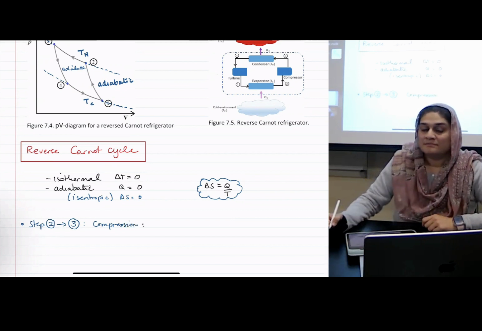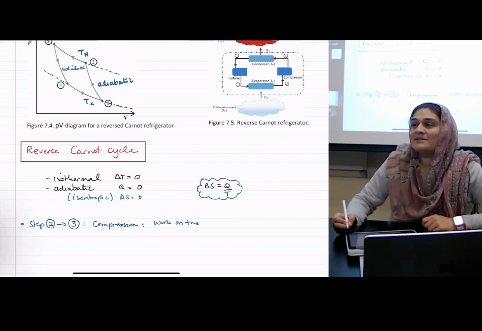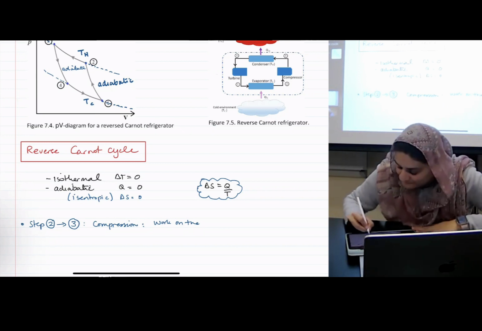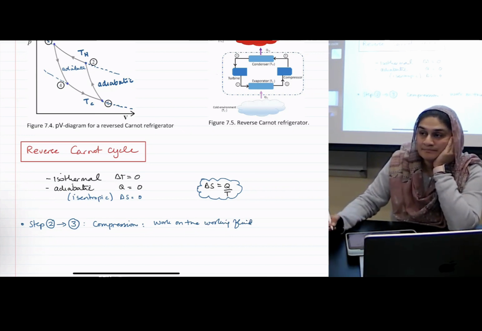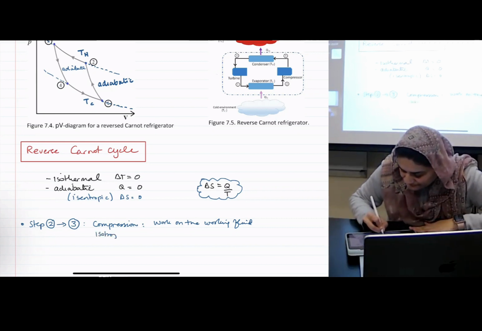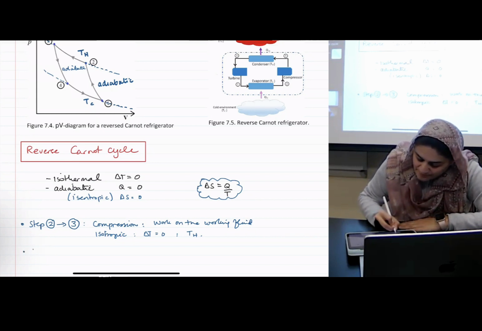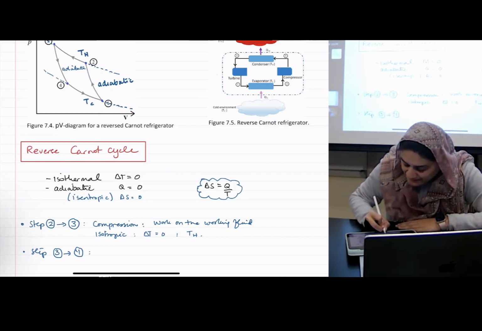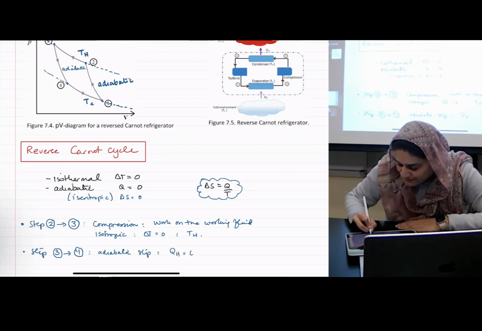Work is being done on, so what do we call this system now? What will we call it? Remember it was work done on the gas. In this case, it will be called the working fluid. This is an isothermal step. That means delta T will be 0 and TH will be maintained. Step 3 to 4. That's an adiabatic step. That means QH will be 0.